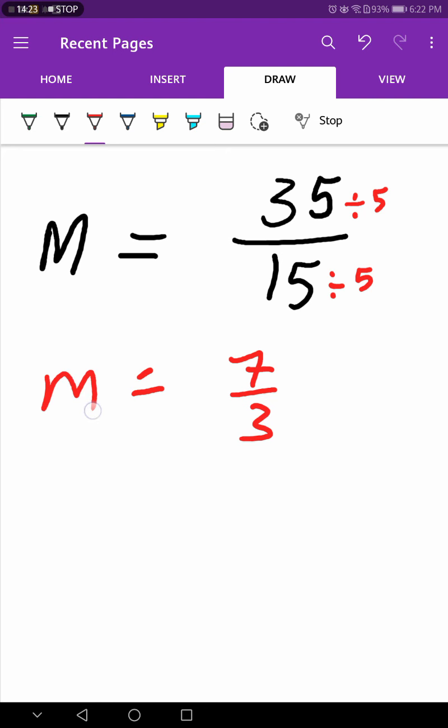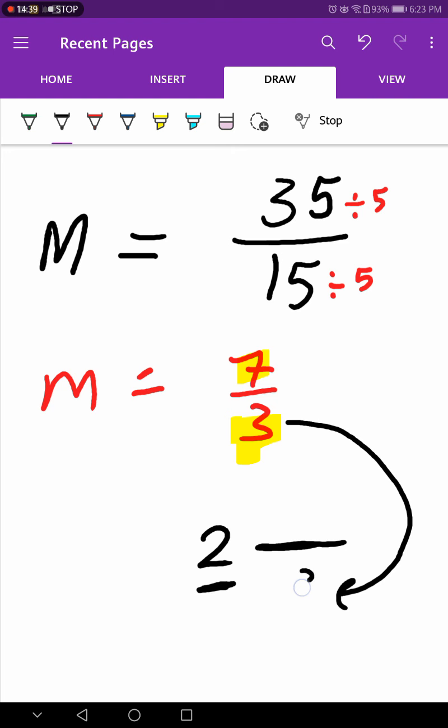Now you can write it as a mixed number. How many 3s in 7? There are 2, and I draw this line. I put the 3 down and I multiply. 2 multiply 3 is 6. How many steps to reach the 7? 1.